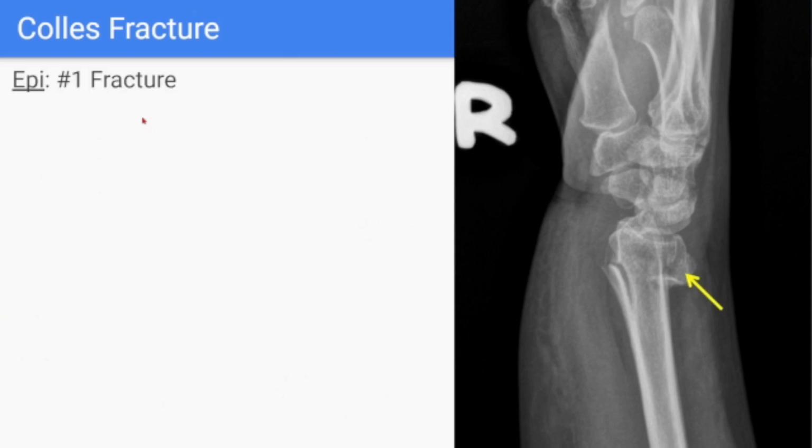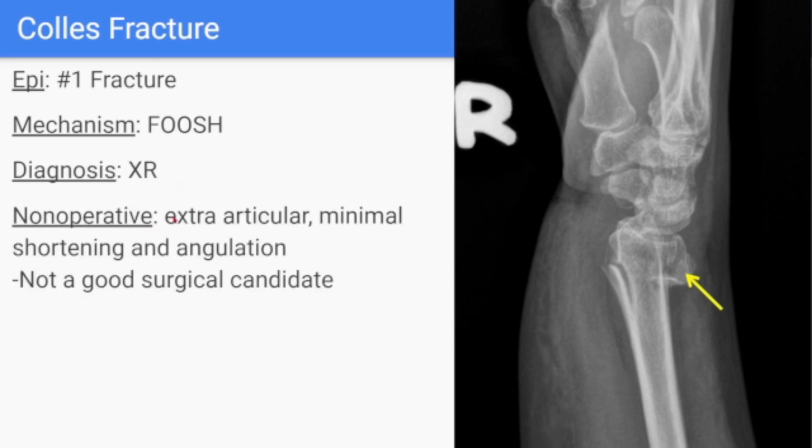Okay, so Colles fracture is the most common fracture in all comers. If you get into the pediatrics and geriatrics, you can sort of nuance that out a little bit. Just if you take all patients from birth to death, this is the most common injury. FOOSH, fall on outstretched hand. X-ray can make the diagnosis. Sometimes CT is useful to clarify the bony fragments. Some of them can be managed non-surgically if it's extra-articular, minimally shortened, displaced, and angulated. Some patients are just really old. They're not good surgical candidates. However, a lot of them do require surgery.